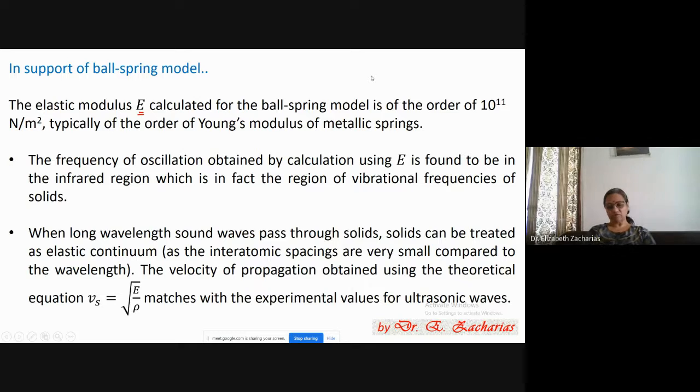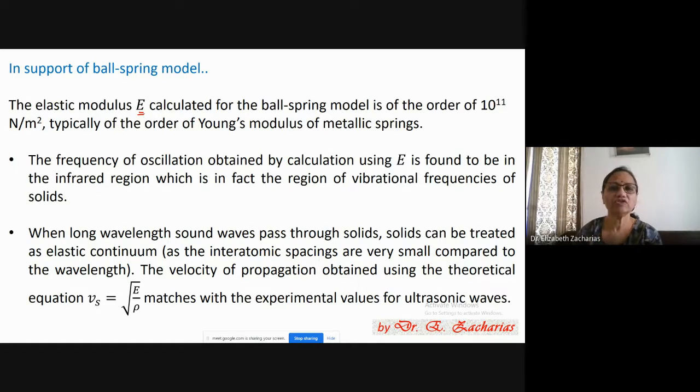Elastic modulus, Young's modulus. Stress by strain, you remember? Stress is force per unit area. Strain is change in length by original length. You remember this? School level, yes, in intermediate, school level. So this is elastic modulus.